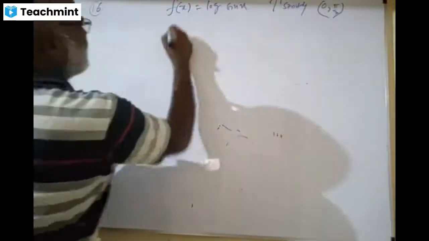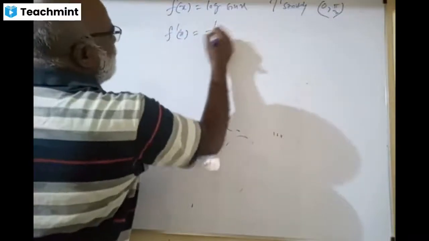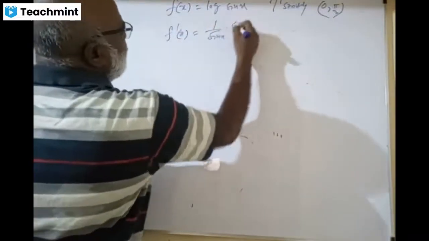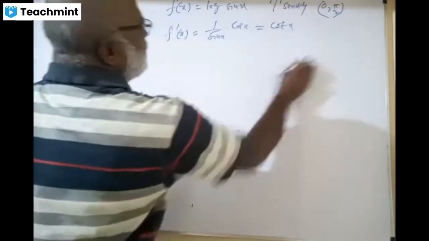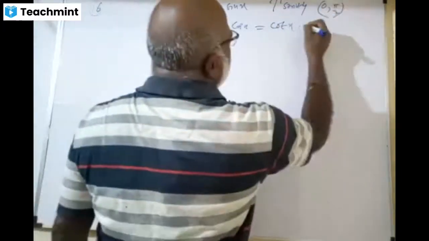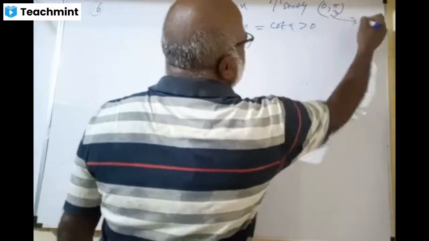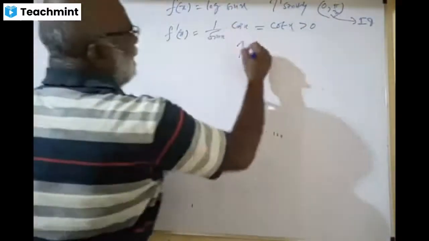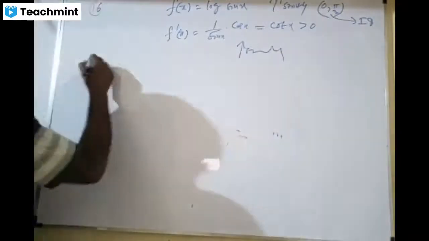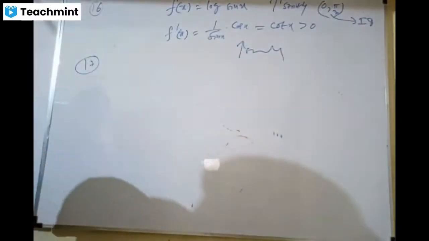Friends, here f dash x you do it. What is f dash x? 1 by sin x, and derivative of sin x is cos x. That's nothing but cot x. Friends, 0 to pi by 2 is the first quadrant. In the first quadrant, cot x is positive, yes. Therefore, it is strictly increasing. Yes or no? Yes, sir.